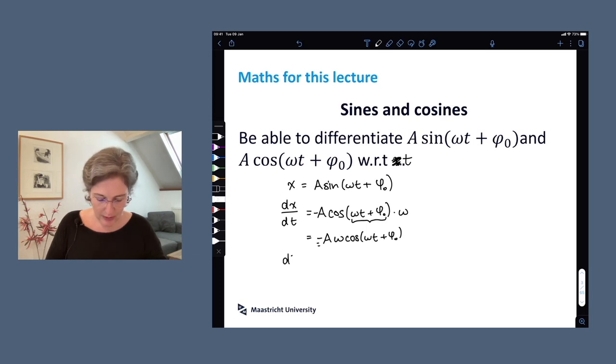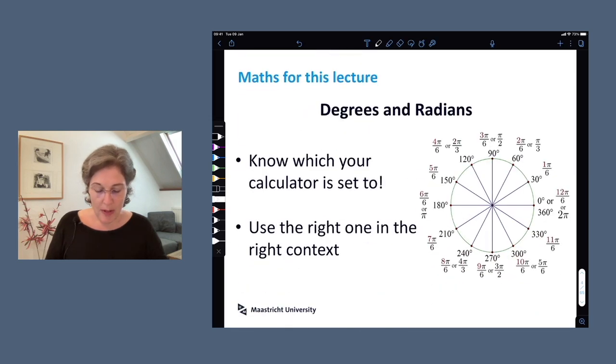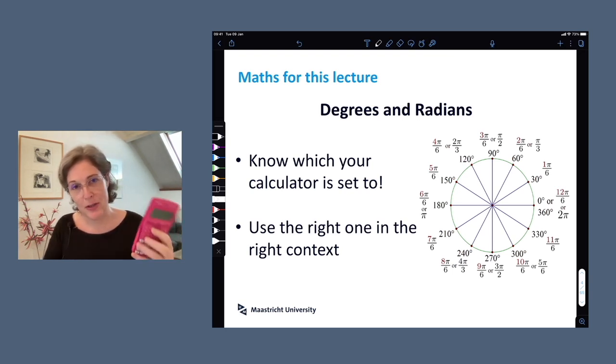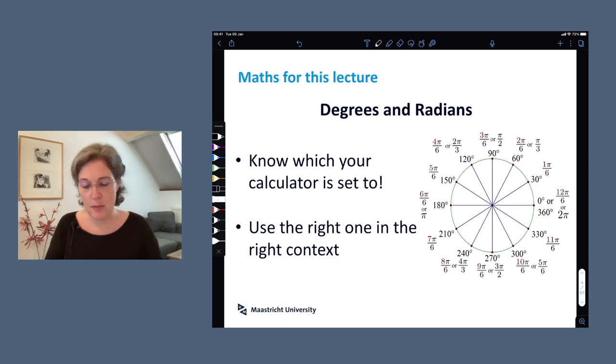Just for kicks and giggles, I suggest that you also try taking the second derivative, because we are in fact going to be using that a bit later. And then make sure that you can do the same for cosine as well. Once you're happy with differentiating, just a brief note that mostly we'll be using radians. So it's important to know which your calculator is set to. Most calculators have some little button somewhere you can switch between degrees and radians. So just make sure you know where that is, and mostly that we're going to be in radians.